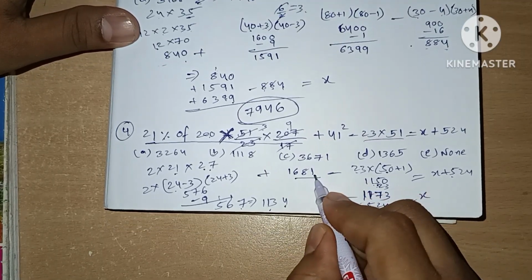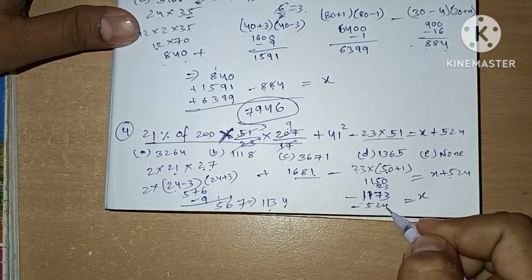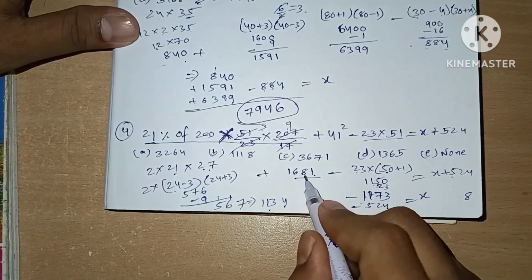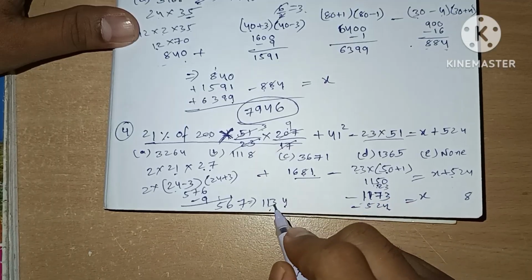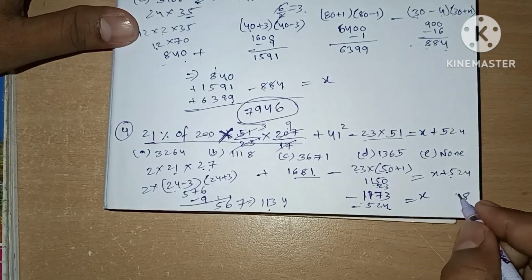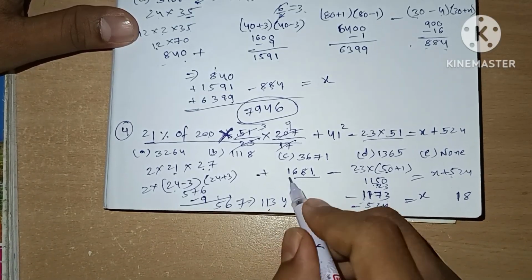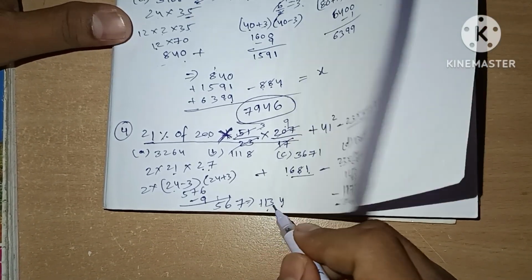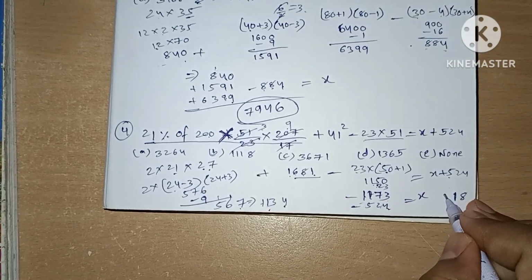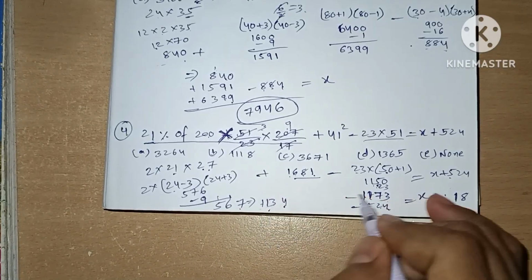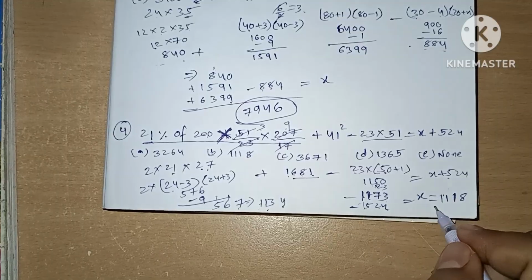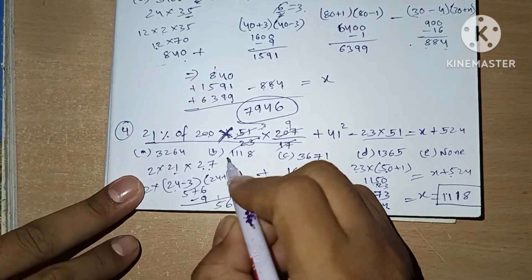4 plus 1, 5. 15 minus 7 will be 8 at the end. This will be 7 plus 3, 10. 10 minus 9 will be 1. Now we are left with 27 minus 16. We are left with 11. So the x value will be 1118. Option B is our answer.